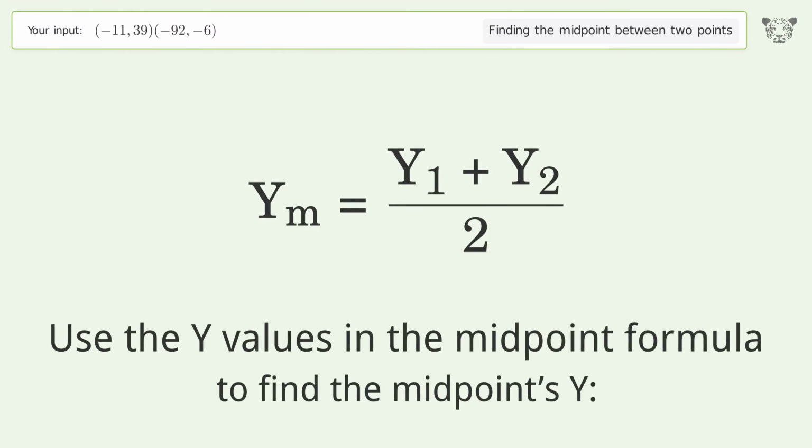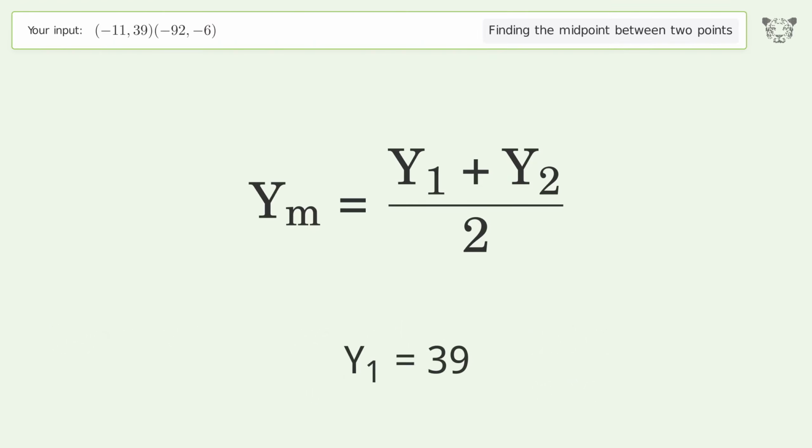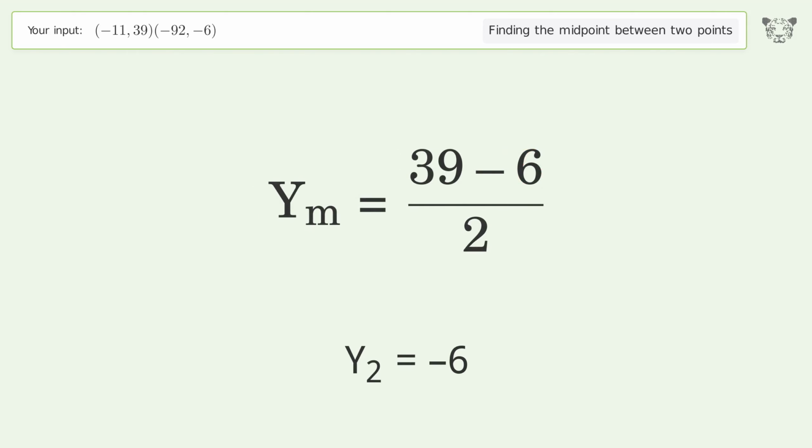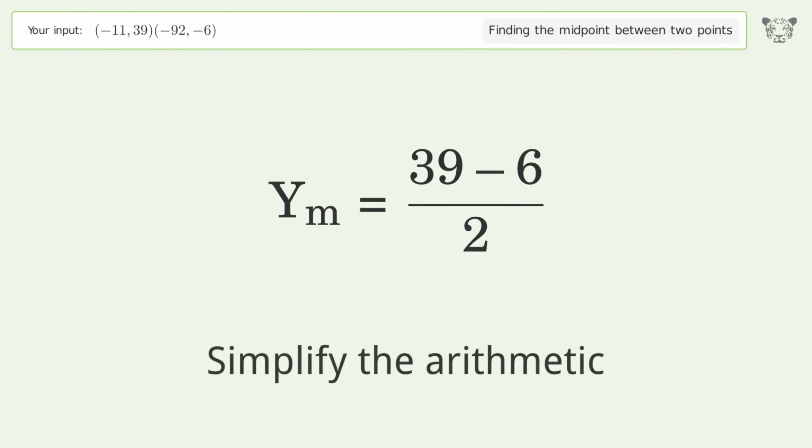Use the y values in the midpoint formula to find the midpoint's y. y1 equals 39. y2 equals negative 6. Simplify the arithmetic.